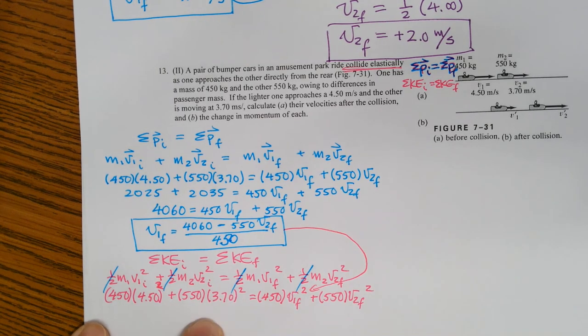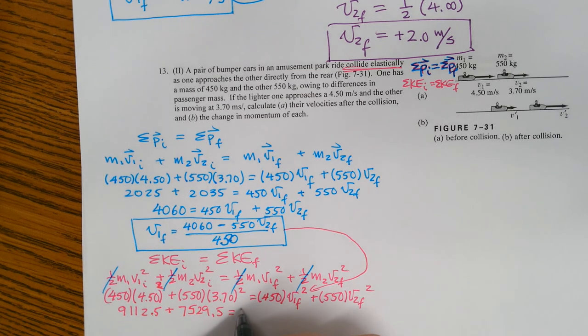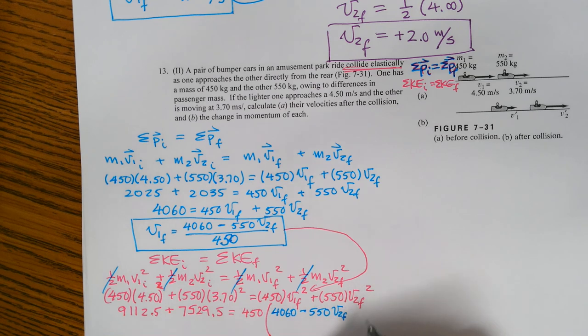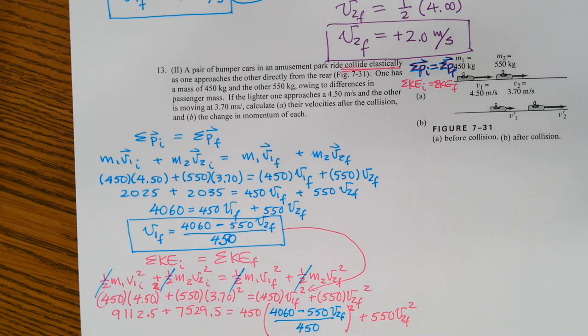Right? So if I do this math, you're going to get something like 9112.5 plus 7529.5 is equal to 450 times the quantity 4060 minus 550 V2 final over 450, squared, plus 550 V2 final squared. Okay.